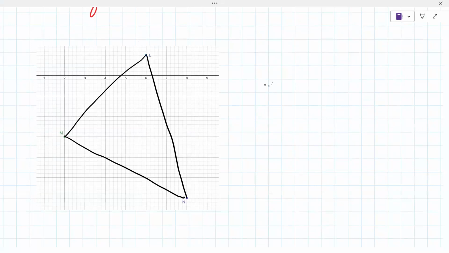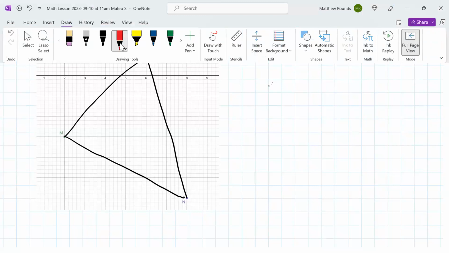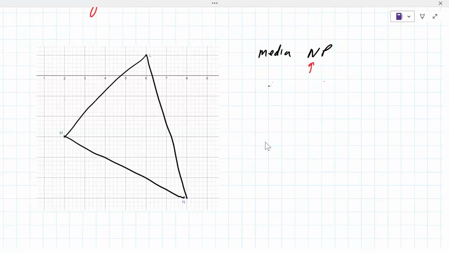Okay, so we'll just kind of close out here with, let's say I wanted the median NP. So the median NP has to go through N, and P over here is the midpoint. P is the midpoint there. So there, and it cuts this in half and this in half. Not to scale.